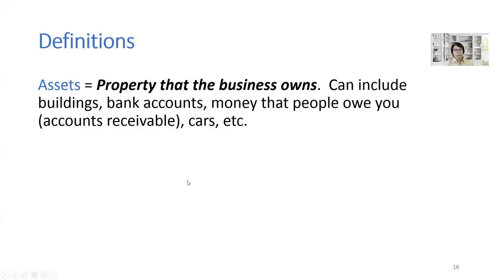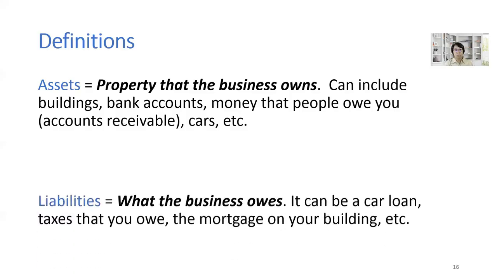An asset is property that the business owns. It could be a building, a bank account, an accounts receivable, money that people owe you. It could be a car. It's any item that the business owns. And an accounts receivable, I call that an item. So an asset you own.